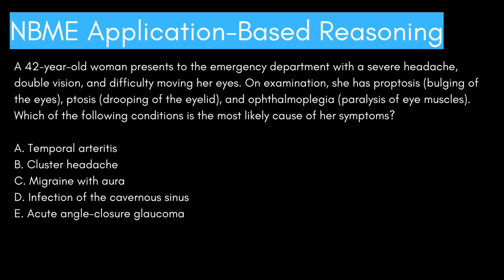A 42-year-old woman presents to the emergency department with a severe headache, double vision, and difficulty moving her eyes. On examination, she has proptosis, bulging of the eyes, ptosis, drooping of the eyelid, and ophthalmoplegia, paralysis of eye muscles. Which of the following conditions is the most likely cause of her symptoms?